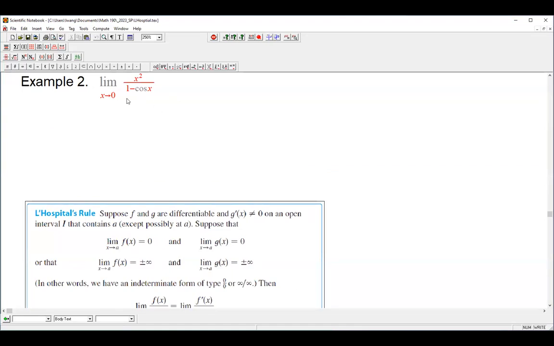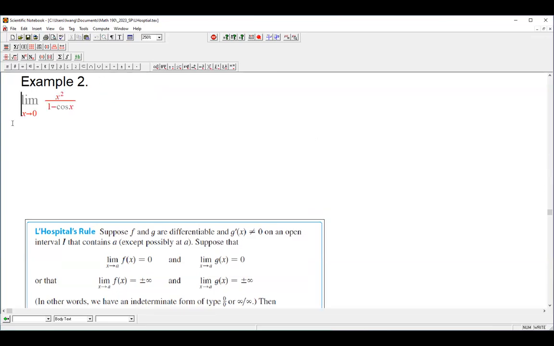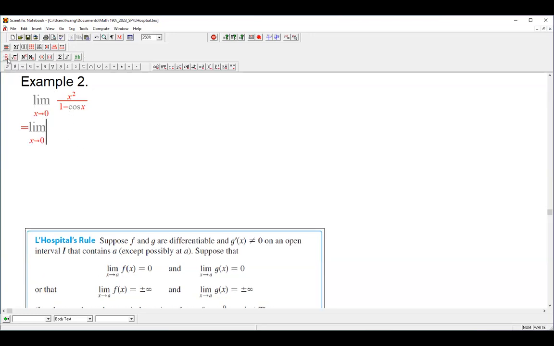Well, when x is approaching 0, obviously cosine x is approaching 1. So the denominator is approaching 0, and the numerator is approaching 0. So L'Hopital's rule applies. So you can just go directly to take a derivative of the numerator and the denominator respectively.